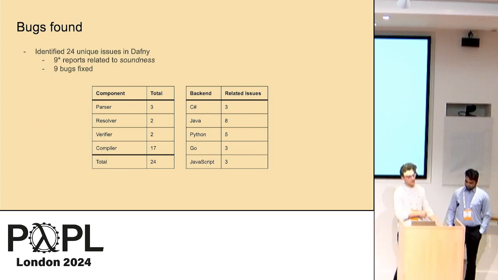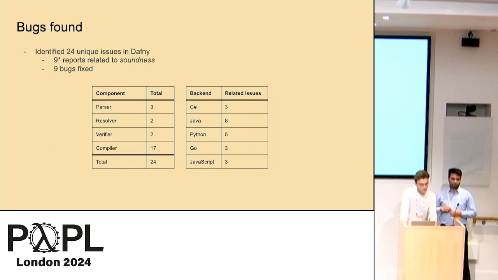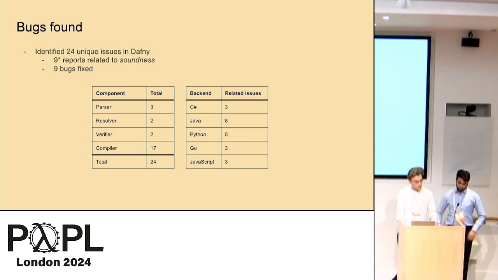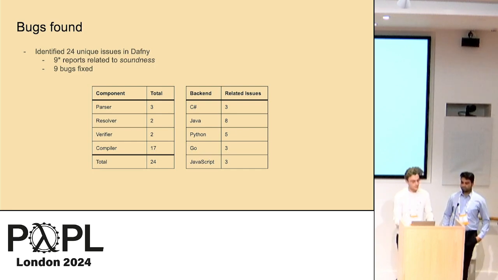So overall testing, which we did in a number of different campaigns throughout the generation of our tools, and also once we'd finished them, we ran a number of campaigns for which we identified 24 unique issues in Daphne, 9 of which were related to soundness, although only 5 of those were classified as soundness, and there's 4 yet to be classified on GitHub. And 9 of the bugs we identified have been fixed. Do you want to go through the different breakdowns?